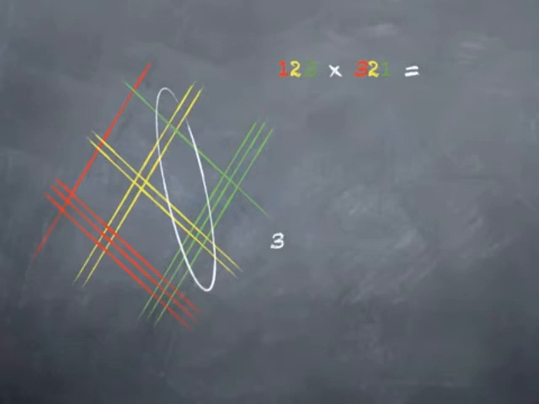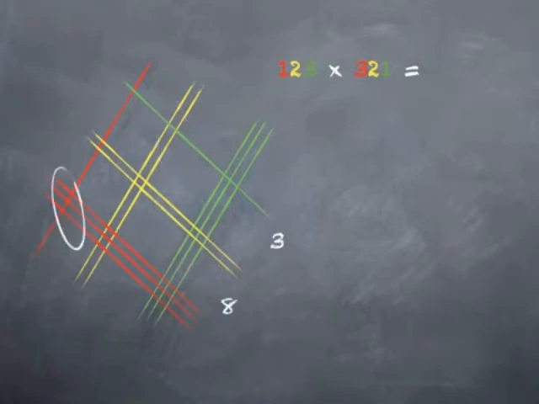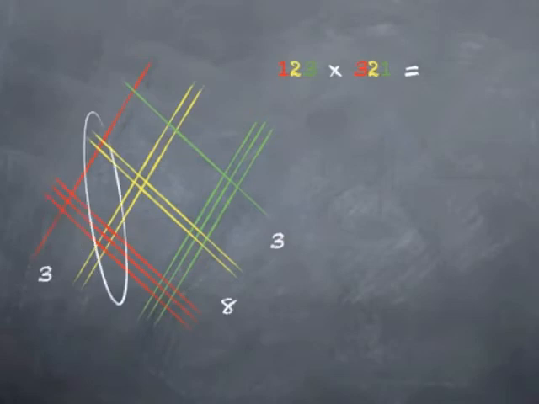Next up, I have yellow intersecting green, which means I'm getting tens and ones. So out of that, I'm going to get tens. If I count up those intersections, there are 8. So 8 goes in the tens place. On the left, I get 3 intersections, but that's hundreds and hundreds, which gives me 10,000s. So 3 goes in the 10,000s place. Now I have red and yellow, so that's hundreds and tens, which is going to give me thousands. If you count them up, there are 8 of those.